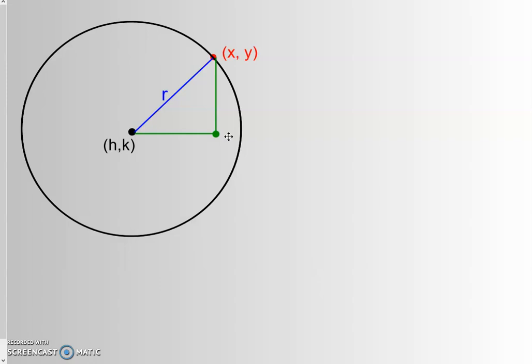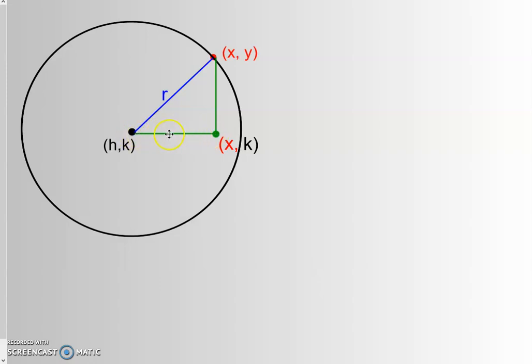All right, did you get it? Well, I would say that the x value of this green point would be x, because it's directly below that point. And the y value of this green point right here should be k, because it is the same height as this black point. And now I have a right triangle, and if I have a right triangle, I could use the most famous of all theorems, the Pythagorean Theorem. Let's think about this for a second.